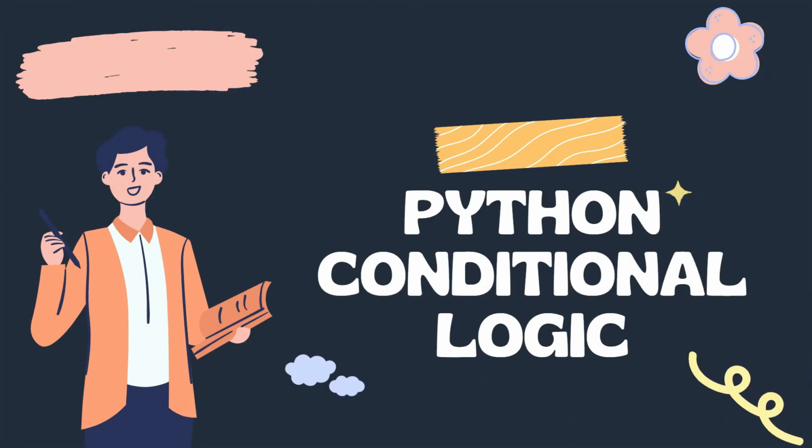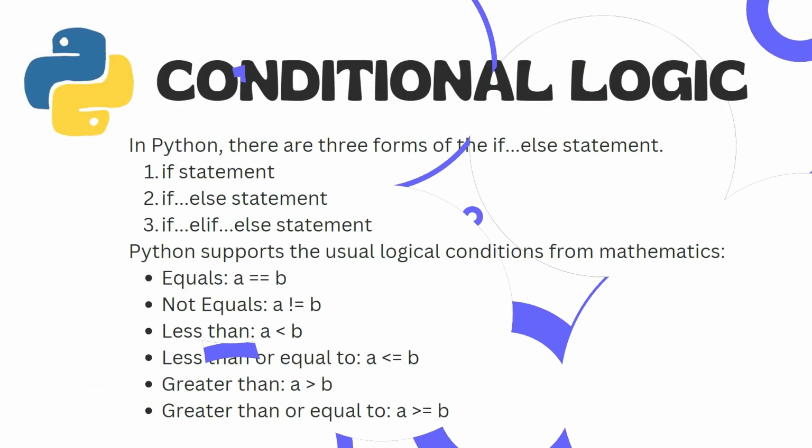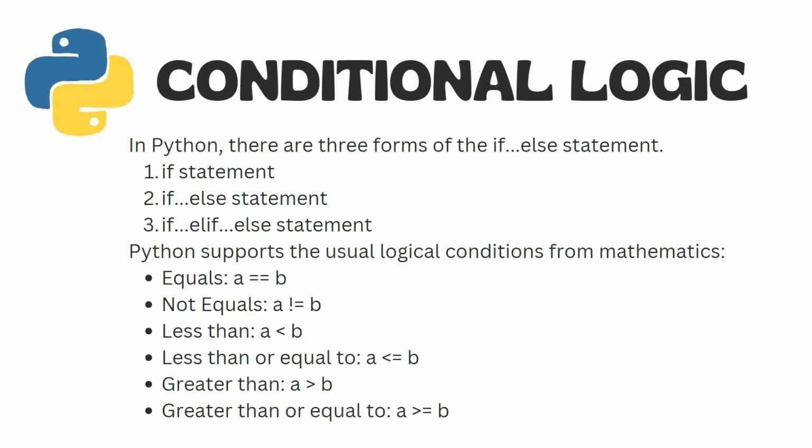Now we're going to discuss Python conditional logic. Conditional logic means if else. In Python, there are three forms of if and else statement. The first statement is called if. For the second you can use if and also else. The third one is called elif. Elif means what in other programming languages is called else if. And the final one is called the else statement.